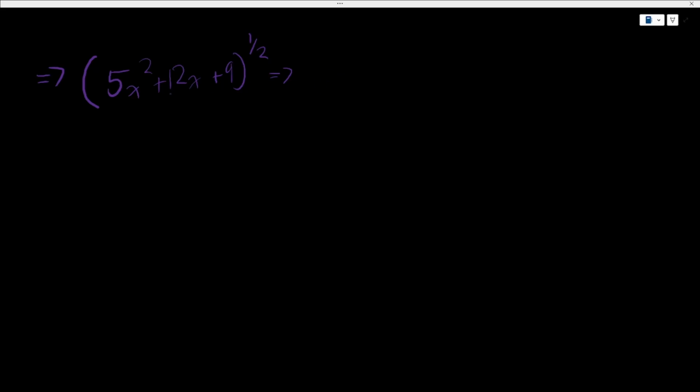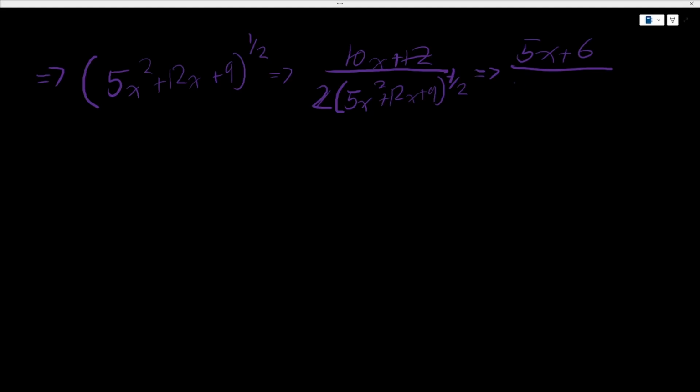So the derivative of the inside is going to be equal to 10x plus 12, and then we're going to have 2 times the inside just by itself, (5x squared plus 12x plus 9) to the 1/2 power. All right, and we'll simplify this. Our 2's will reduce. We'll have 5x plus 6, and then we're just left with that (5x squared plus 12x plus 9) to the 1/2 power in the denominator. And that's just equal to the derivative of our function d of x.